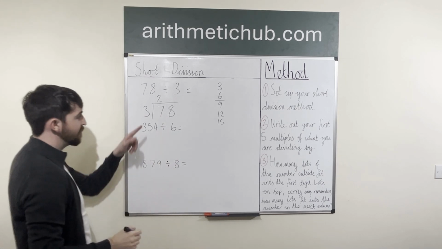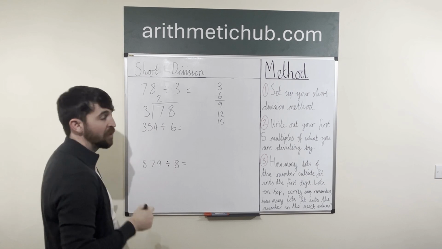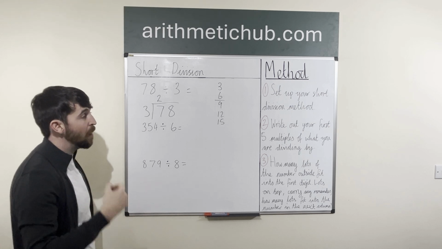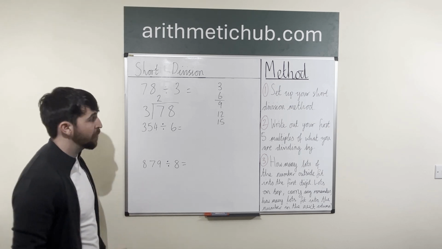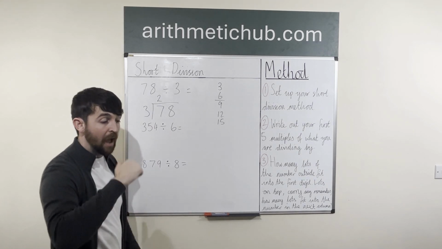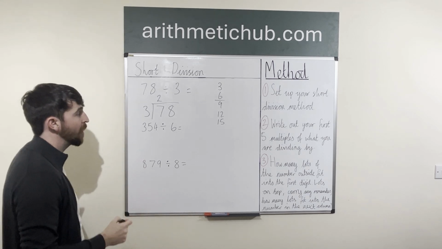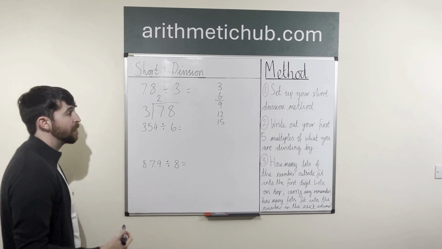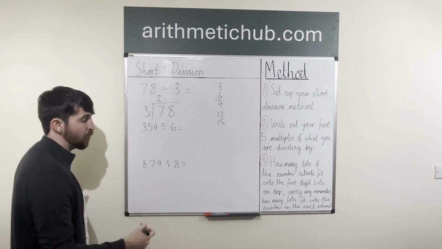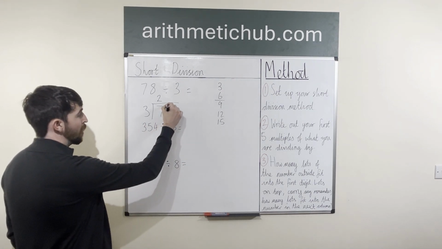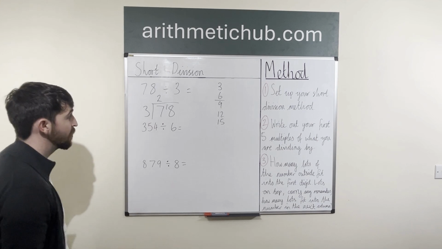But I've stopped at 6 and I had 7. So now I'm going to have to count on from 6 where I've stopped to see what more I had to add to get to 7. I've stopped at 6, add 1 to get to 7, okay? So that means I've got 1 remaining. What I would then have to do is carry it to the next column. So I carry my 1 to the next column.